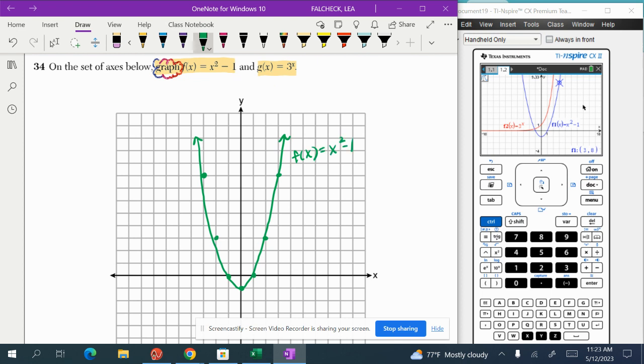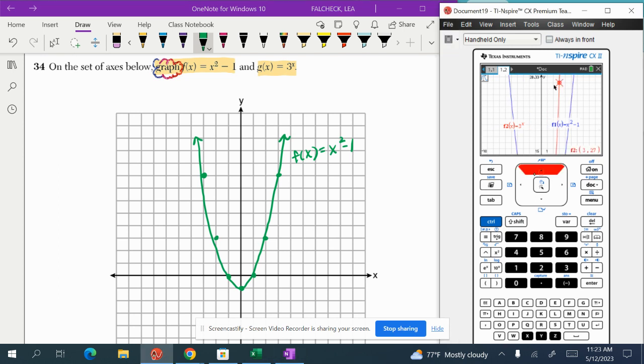Now let's head over to the other graph, the exponential. Now, if I want to move to a different graph on my calculator, if you'll notice, the color of the blinky dot here is blue. I am on the blue graph. Let's move to the red graph. You can hit the up arrow, and that'll move you to the next function. So now, see how my blinky dot is red? That means I'm on the red function.